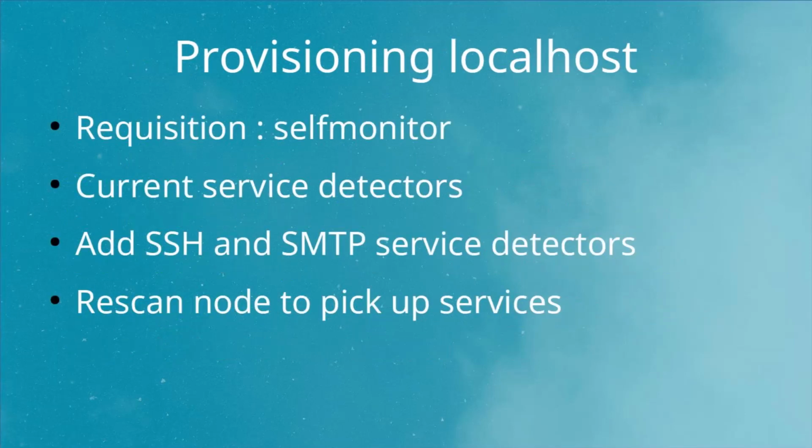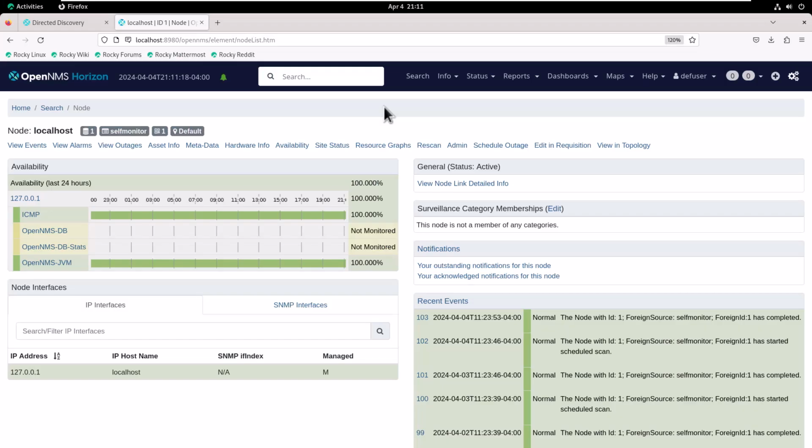The requisition used to define the policies, service detectors, and scan interval of localhost is Self-Monitor. Self-Monitor has a limited set of service detectors. SSH and SMTP will be added. SSH is the secure shell, and SMTP is the mail server, snail, installed in Module 2. The demonstration follows. Jump to Admin Configuration.